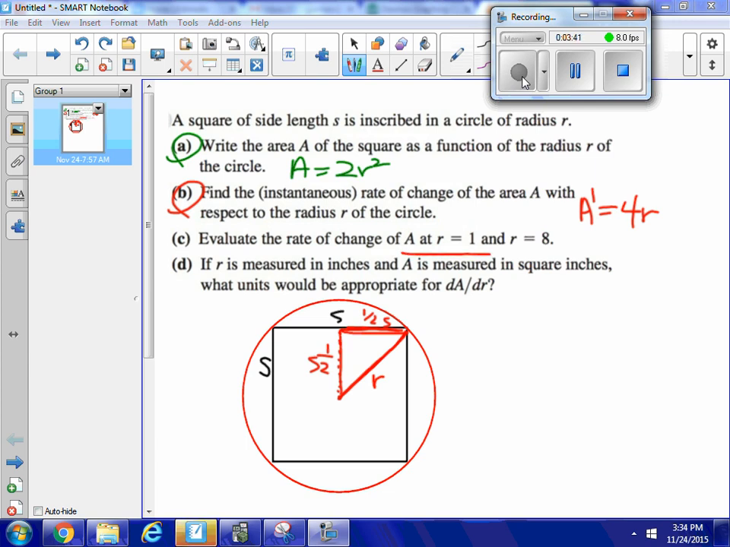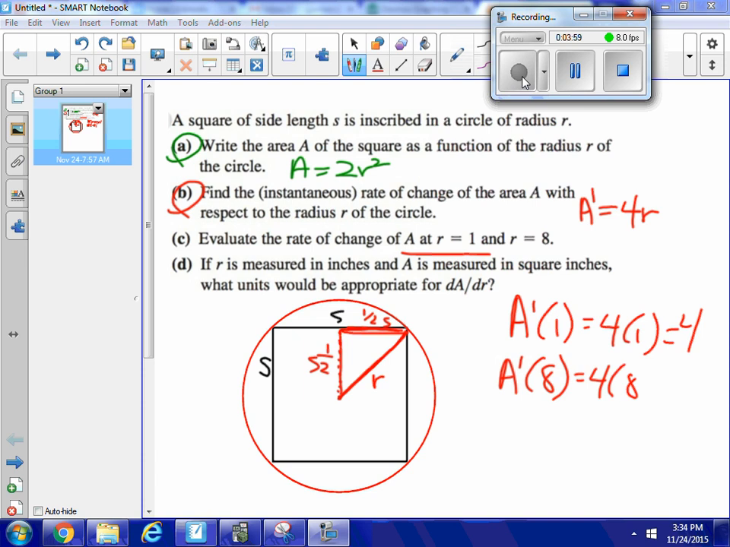Well, A prime, let's call it, of 1 would equal 4 times 1. So the answer to that is 4. And A prime of 8 should equal 4 times 8, which would be 32. So I'm pretty happy with those answers.